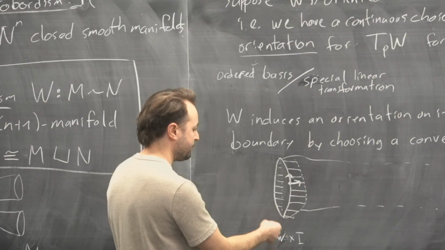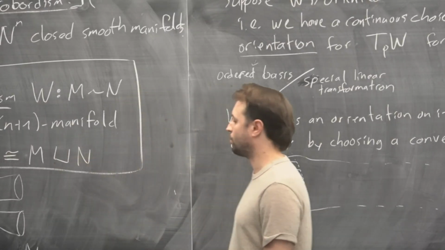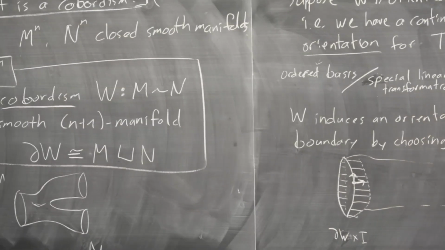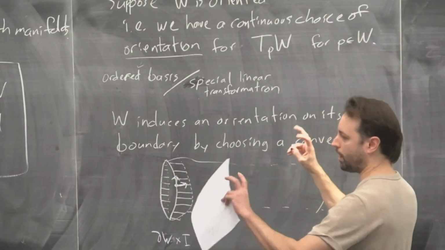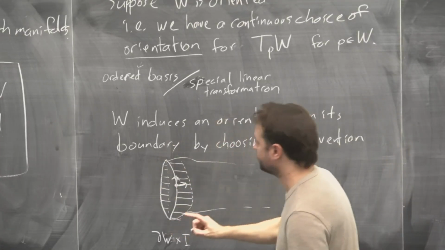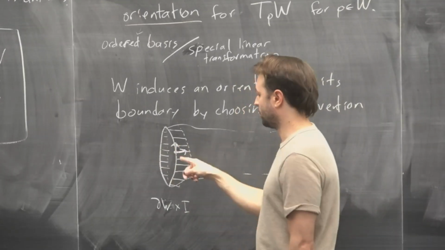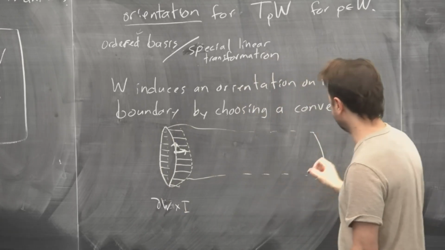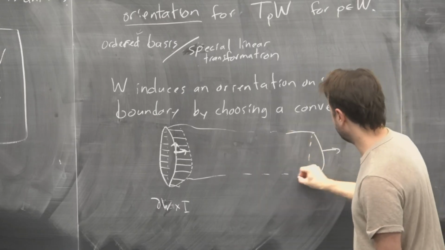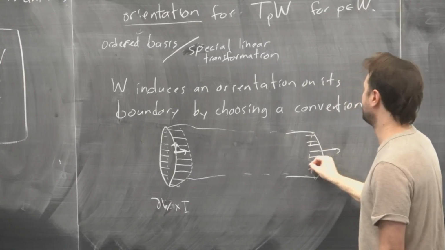So if we have an oriented manifold M, and we want to talk about an oriented cobordism between M and N, the idea is that we want M and N to be on opposite ends of W. So that when you embed M into W, you want the inward pointing normal vector to determine the orientation. And when you embed the other end into W, you want W to be inducing the opposite orientation.